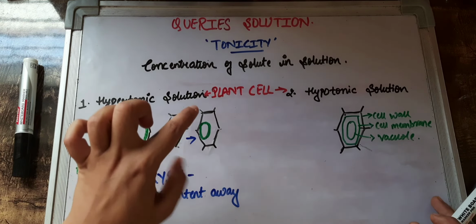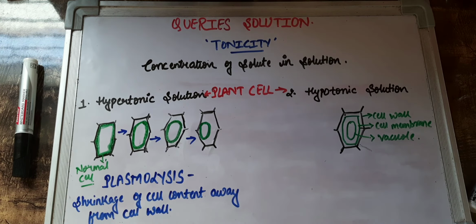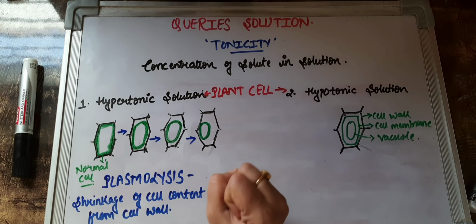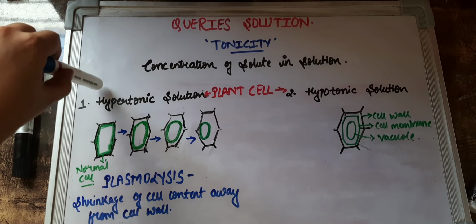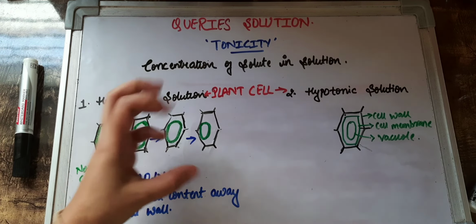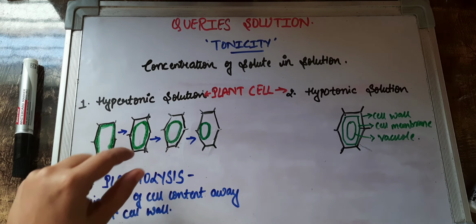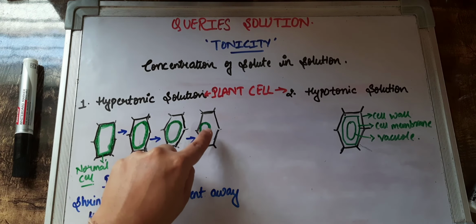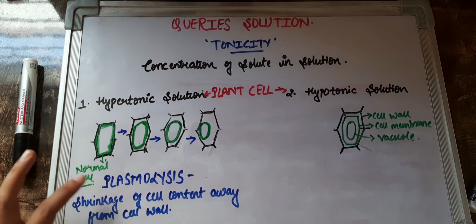The shrinkage will happen to the inner content of the cell, and this shrinkage of the inner content of the cell that comes down to one corner when placed in a hypertonic solution is known as what? It is known as plasmolysis. What is plasmolysis? The process which involves the shrinkage of the internal content of the cell away from the cell wall. The cell, when kept in hypertonic, will keep on shrinking, but not externally, internally. So this concept is known as plasmolysis.